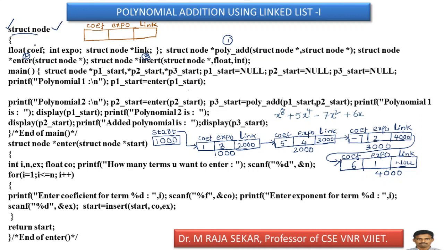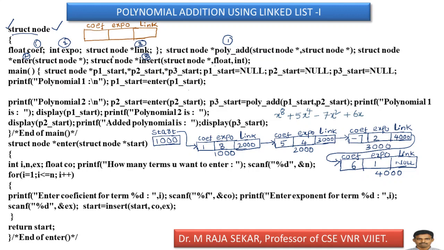In this structure, we have three members. First one is float coefficient, int exponent, struct node *link. In this structure, we have three variables in which first one is coefficient variable, second one is exponent variable, third one is link variable. Of these three variables, link variable is known as pointer variable. This one is, as usual, a self-referential structure.